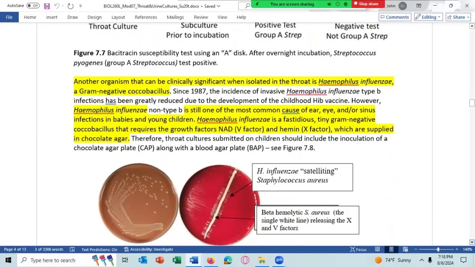Another organism that is clinically significant when isolated from the throat of children or infants is Haemophilus influenzae. It is a gram-negative coccobacillus. Haemophilus influenzae is one of the common causes of ear, eye, and/or sinus infections in babies and young children.